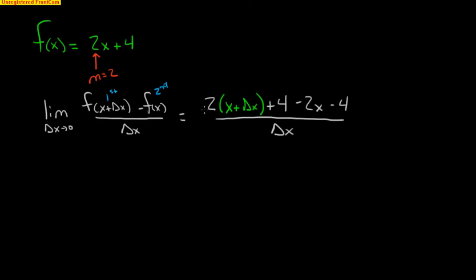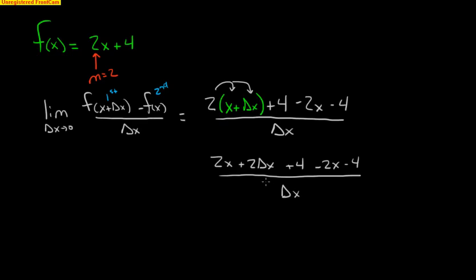So now you normally have some algebra to do here. It's usually with the x plus delta x's, and you have to expand it or distribute. So I've got to distribute here with the 2. When I do that, I'm going to have 2x plus 2 delta x plus 4 minus 2x minus 4, all over delta x. Now, if you did this right 100% of the time, the second part here that you subtracted should cancel itself out.